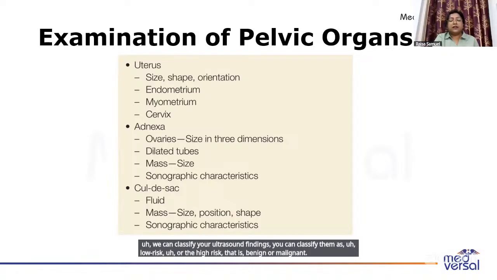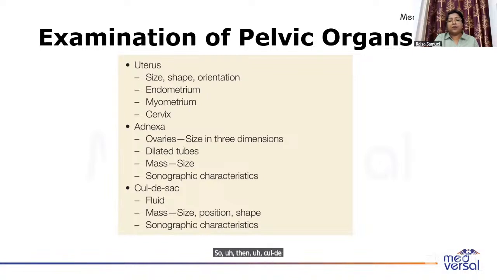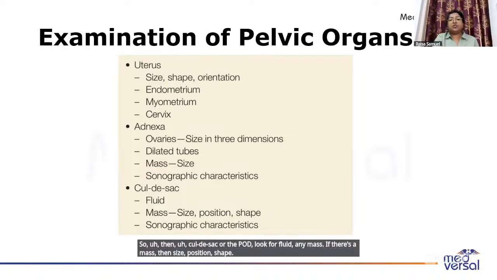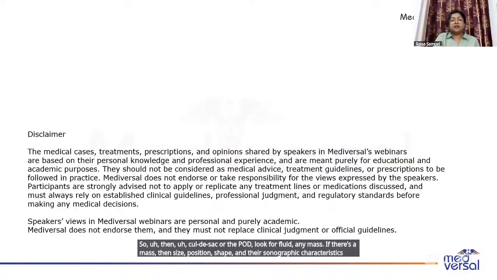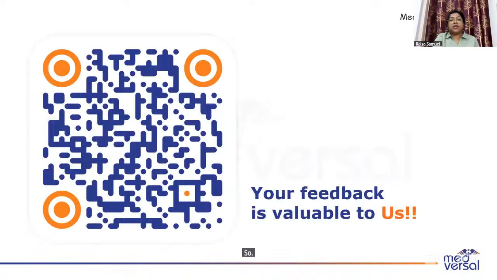So then cul-de-sac or the POD, look for fluid, any mass, if there is a mass, then size, position, shape, and their sonographic characteristics. So by this we come to the end of this class.